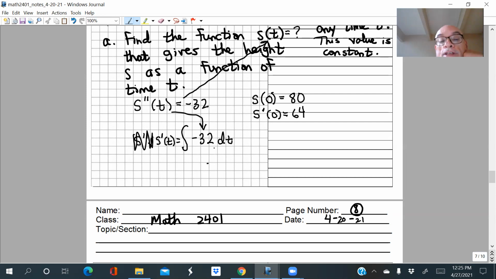So let's see if we can do this. What is the antiderivative of minus 32? That should be easy. What is the antiderivative of just a constant? So if you have a constant, what function's derivative would be minus 32? Not a constant. If you just wrote a constant here and you took the derivative, you would get 0, not minus 32, right? Because the derivative of a constant is 0. But what would give you minus 32? Can you think of that?